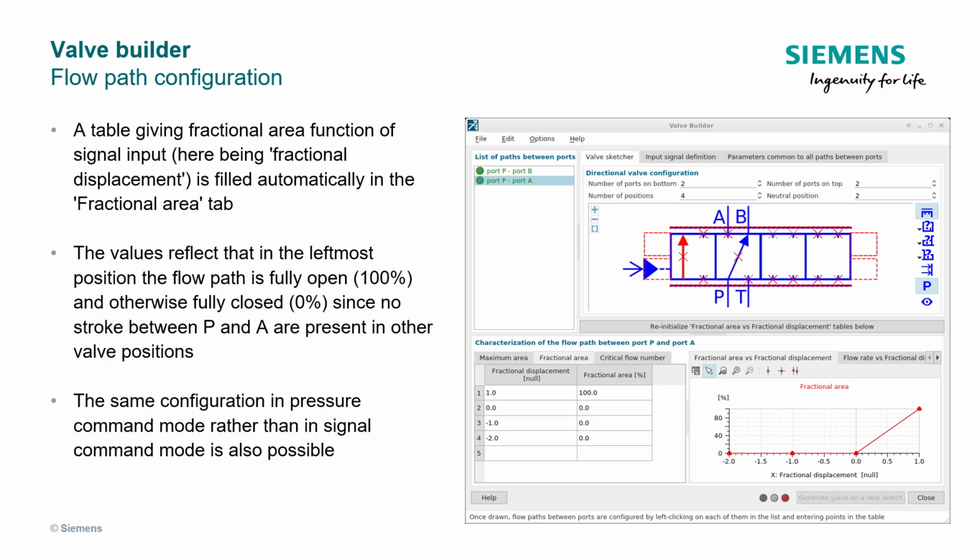At the bottom of the main window, you can set the maximum area for this flow path. From the second tab, you need to set the fractional area of this flow path when the valve is at different positions. In our case, only at the leftmost position is the valve fully open. For the neutral position and all the rest of the positions, no flow is expected through the flow path between port P and port A, so they should all be zero. Once you have finished this step, if there is still a port unconnected, you need to connect it with a hydraulic plug.